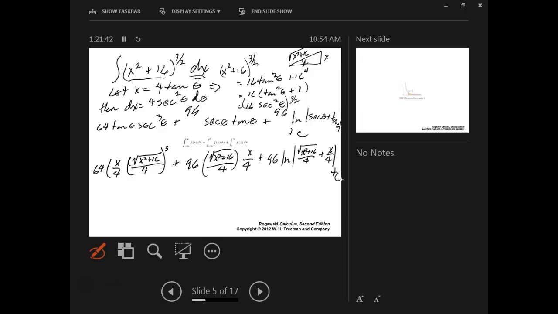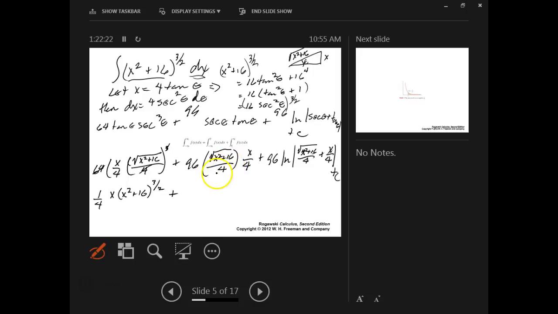Now, 4 cubed is 64, so that's going to wipe out the 64 here, that 4 cubed here altogether. So this gives you 1/4 x times, I want to write it like this, x squared plus 16 to the 3/2 power. Okay? All right with that? Because that thing was cubed. It's the square root cubed, so that's that.